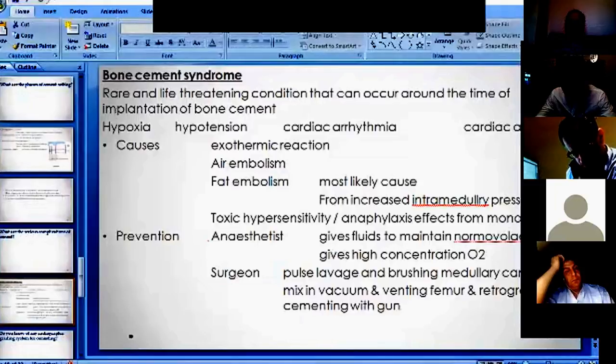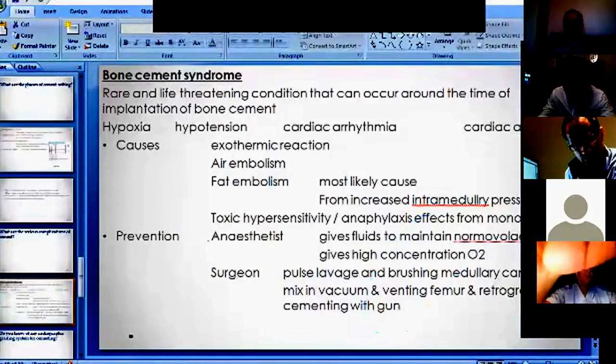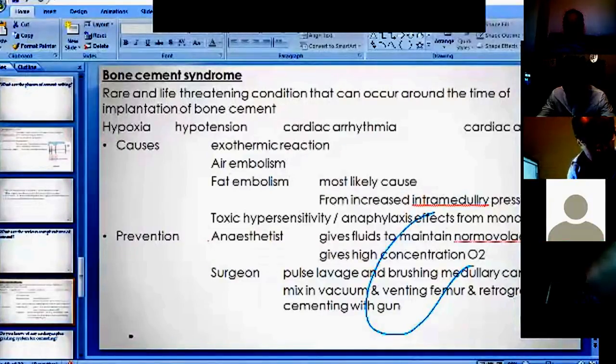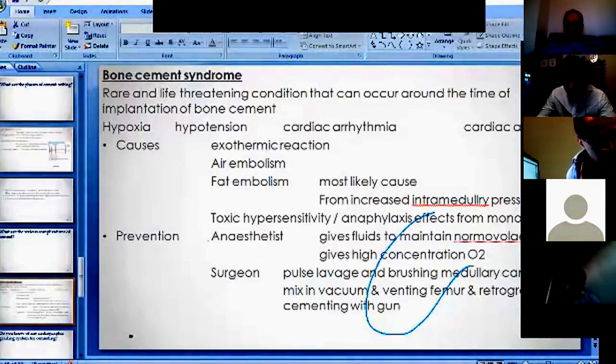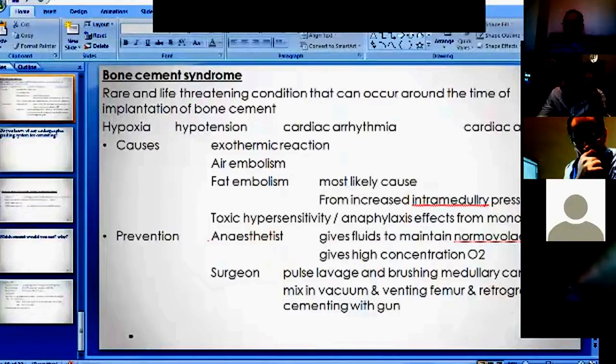The exact cause is debatable. The most common cause is fat embolism, and it's thought to be due to increased intramedullary pressure. Other possible causes are air embolism, exothermic reaction, or toxic hypersensitivity or anaphylaxis to the monomer.